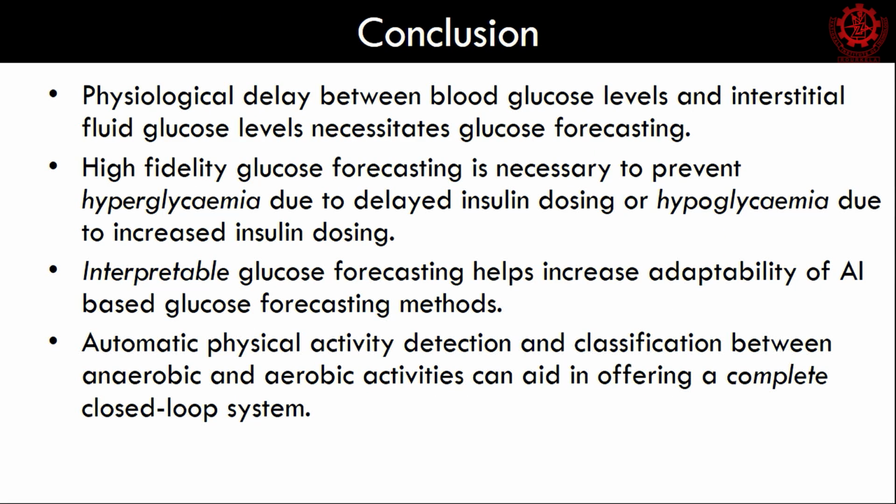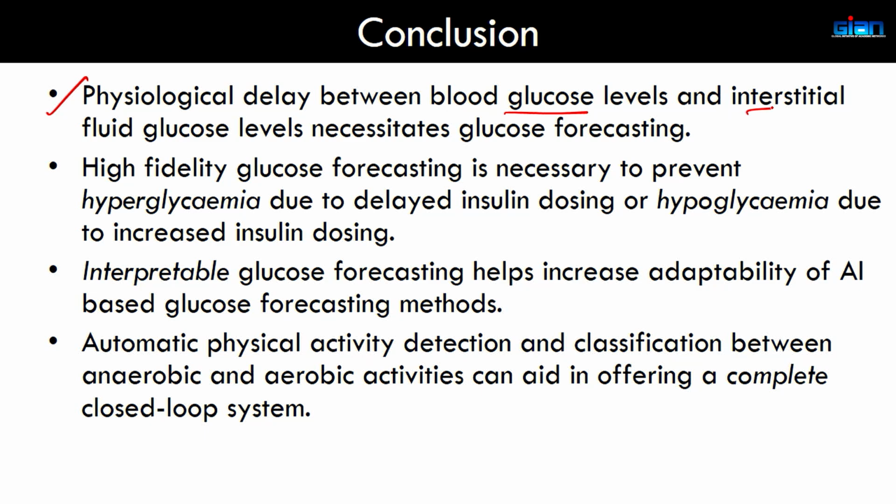To conclude, physiological delay between insulin dosing and blood glucose level is the crux of why we have to do glucose forecasting. High fidelity glucose forecasting is necessary to prevent hyperglycemia due to delayed insulin dosing, or hypoglycemia due to increased or incorrect insulin dosing. Interpretable glucose forecasting helps in increasing the adaptability of AI. Naturally, it increases trust. The doctors are able to understand why the model is giving a certain prediction.